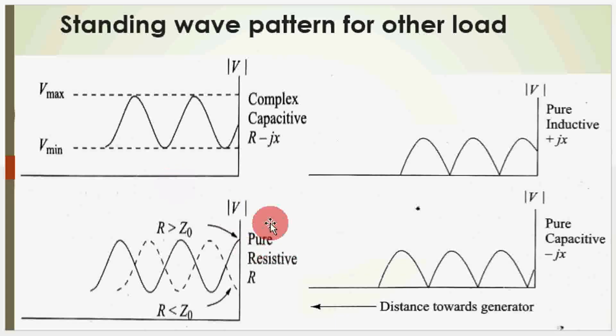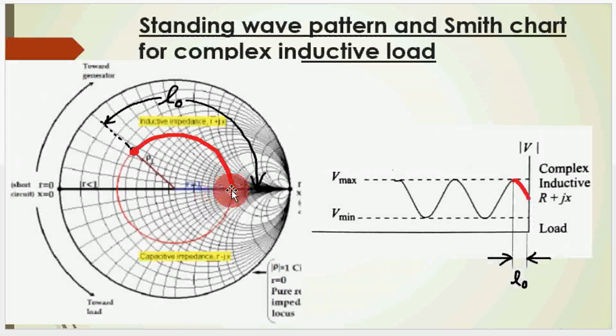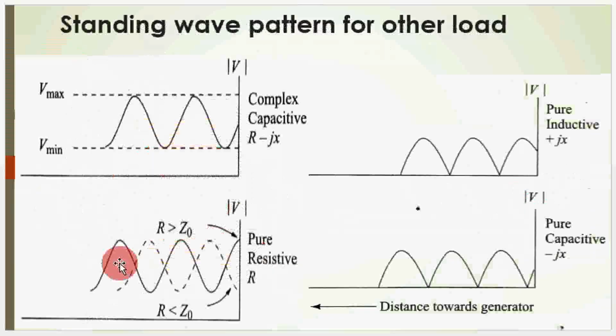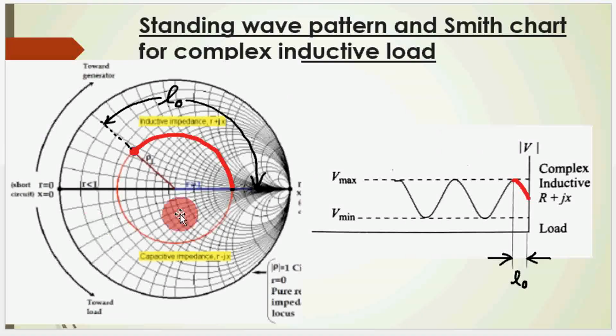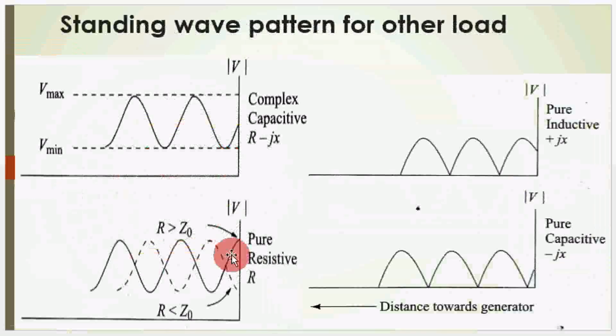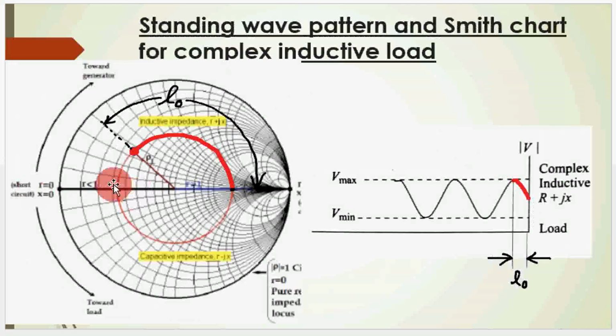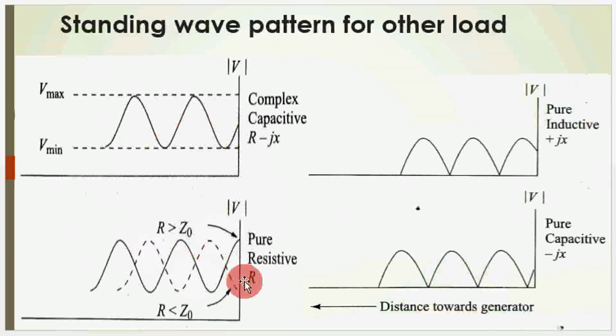Note here, for a pure resistive load, you are either at this point or at this point. So if you are here, you will get the voltage maxima. That means in this case R is greater than or equal to Z0, because we have already said that here the R value is large, the impedance is more. And if you find the voltage is minimum, that means here, and in that case your R value is less than Z0, and here is the voltage minimum, this dotted line. So this way you can identify the others.